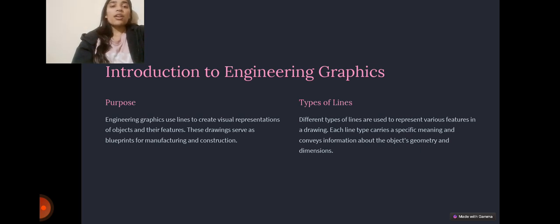Types of lines. There are several types of lines and each line indicates its property or its advantage in engineering graphics or in any type of drawing. Different types of lines are used to represent various features in drawings. Each line type carries a specific meaning and conveys information about the object, geometry, and dimensions. Today we are going to talk about 7 types of lines.